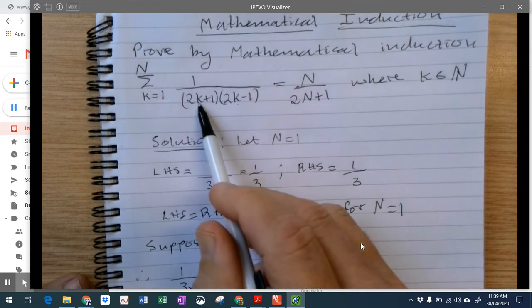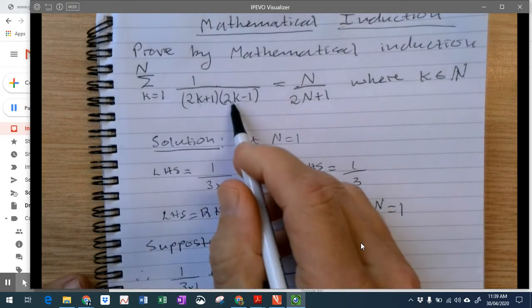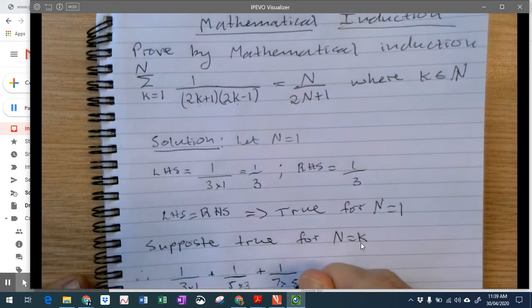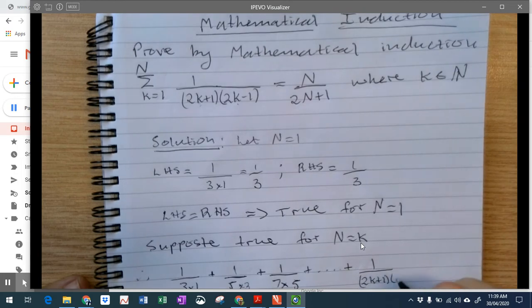Then put 3 in here, you're going to get 7. And you put 3 in here, you're going to get 5. Okay, so you can see that pattern keeps going. And 1 over 2k plus 1 outside of 2k minus 1 is equal to k over 2k plus 1.